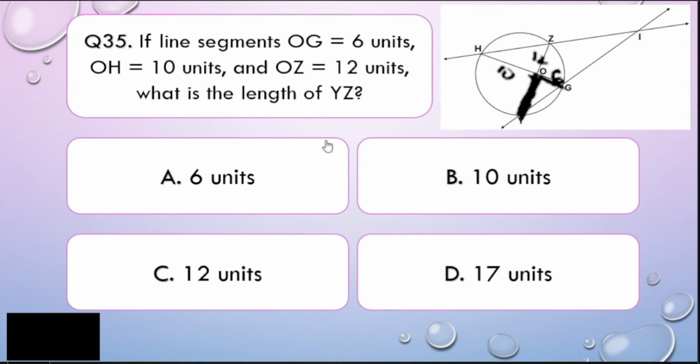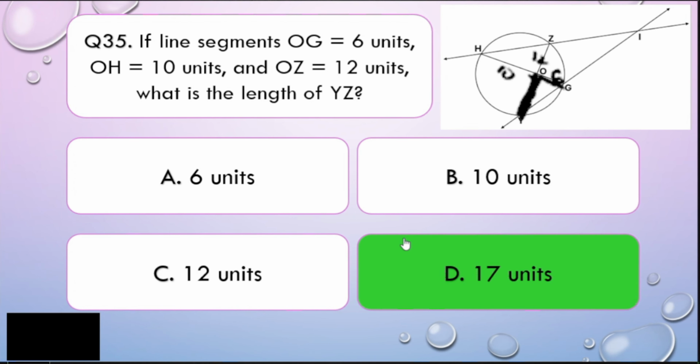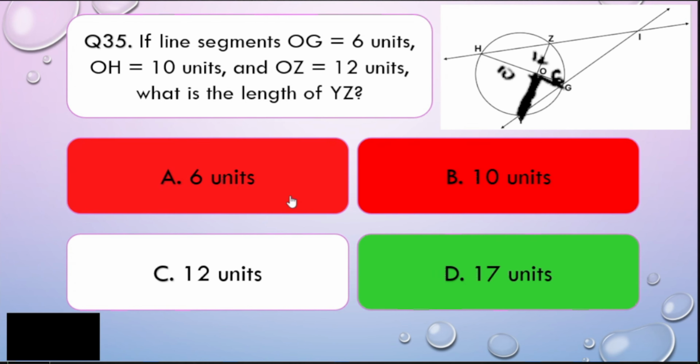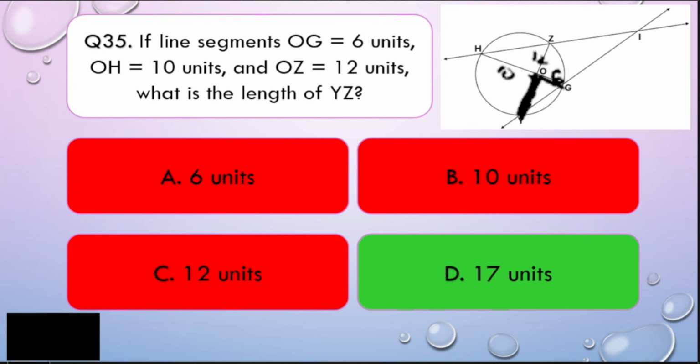Alright, my dear math learners, the same given is being presented here, but our unknown is YZ. So YZ is where? This one. It is the combination of 12 and the length that we measured earlier, which is 5. So 12 plus 5 is 17. The correct answer is 17. Easy, right? Very easy, my dear math learners. I hope you got that one.